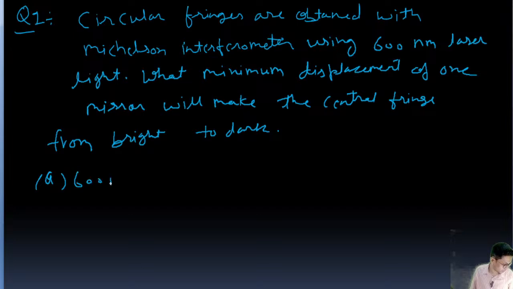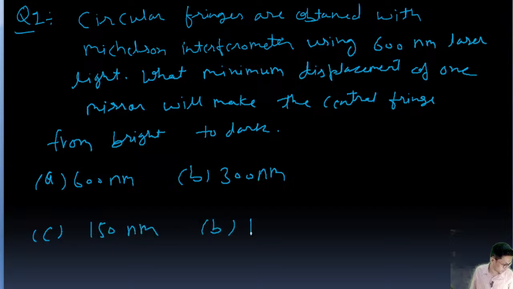Option A is 600 nanometer. Option B is 300 nanometer. Option C is 150 nanometer, and option D is 120 nanometer. Okay, so this is the question. I'm going to solve it.